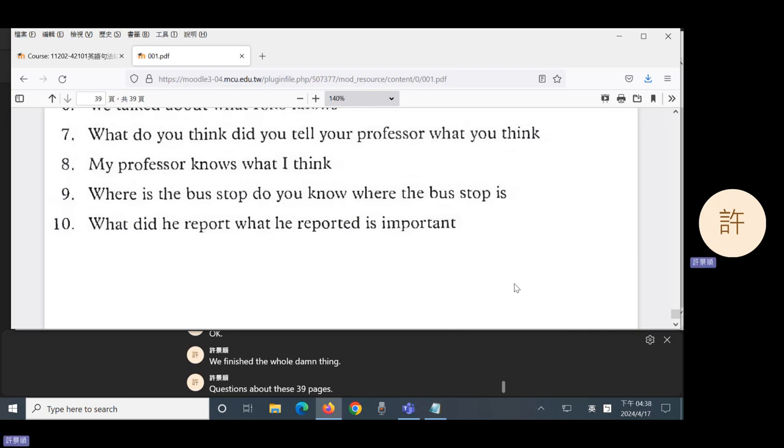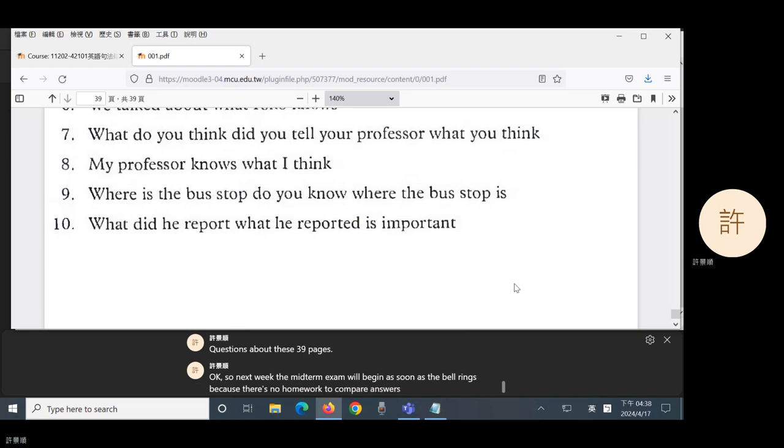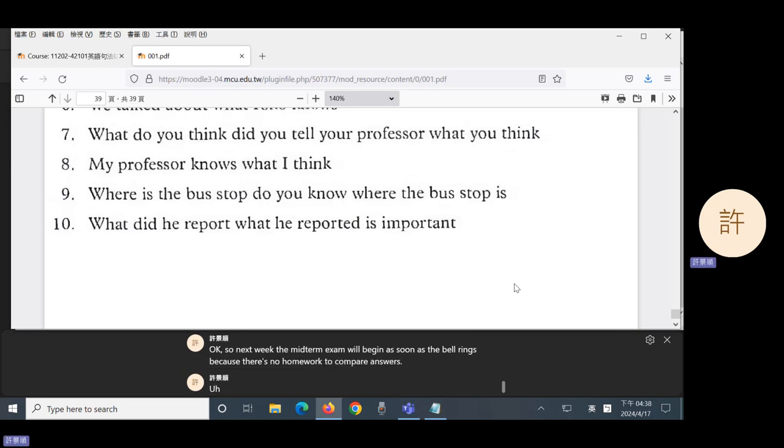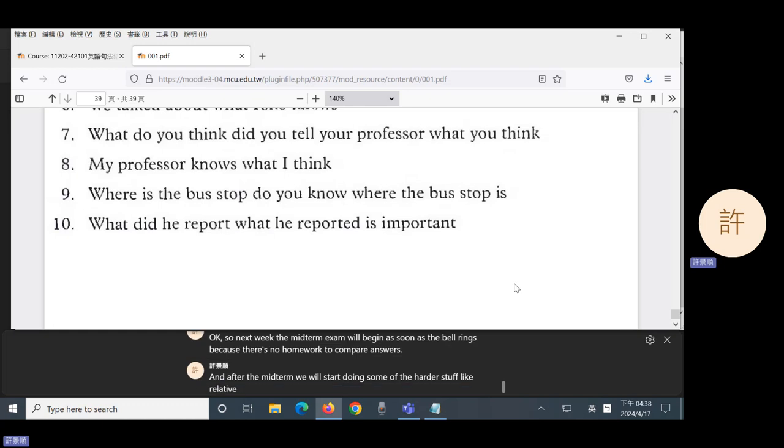Okay, so next week, the midterm exam will begin as soon as the bell rings because there's no homework to compare answers. And after the midterm, we will start doing some of the harder stuff like relative clauses, complex sentences, things like that. Okay, good luck on the exam. See you next week.